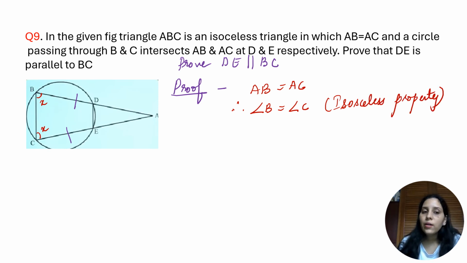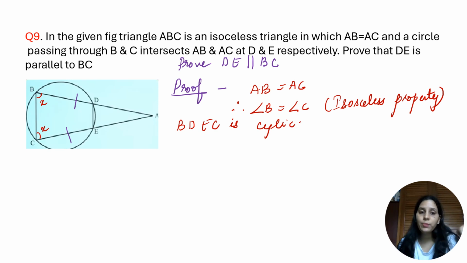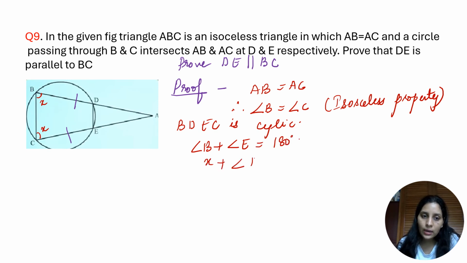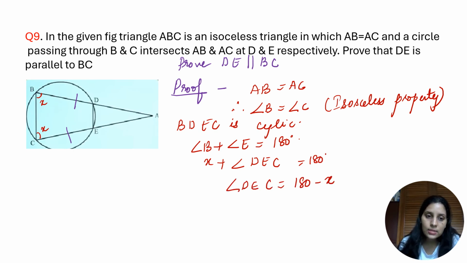Now here, since BDEC is cyclic because all the points lie on the circle, angle B plus angle E will be equal to 180 degrees. X plus angle DEC is 180. So from this I get DEC as 180 minus X. So let me write, this is 180 minus X. Similarly, this angle will also be 180 minus X.